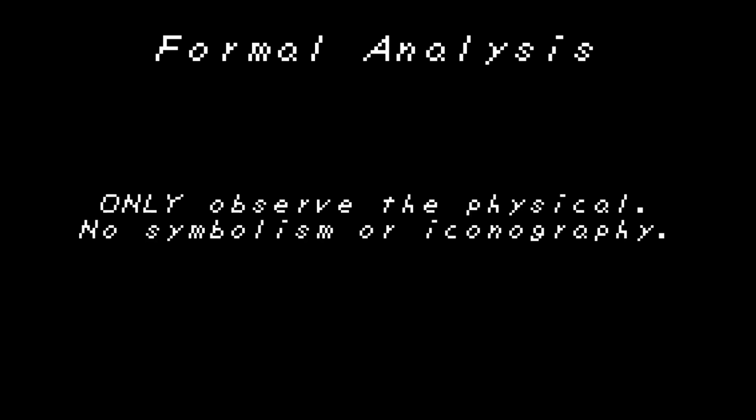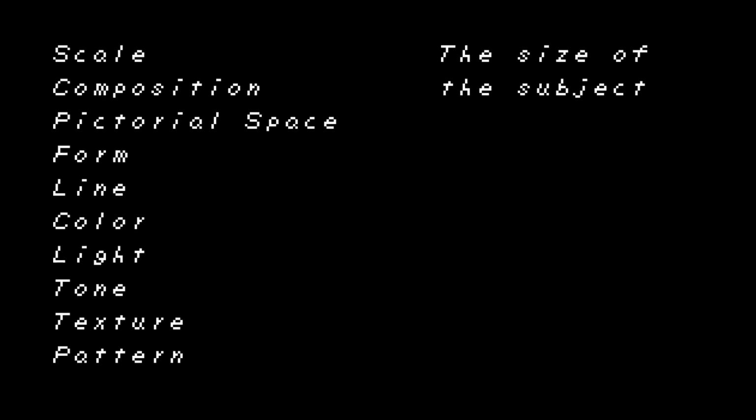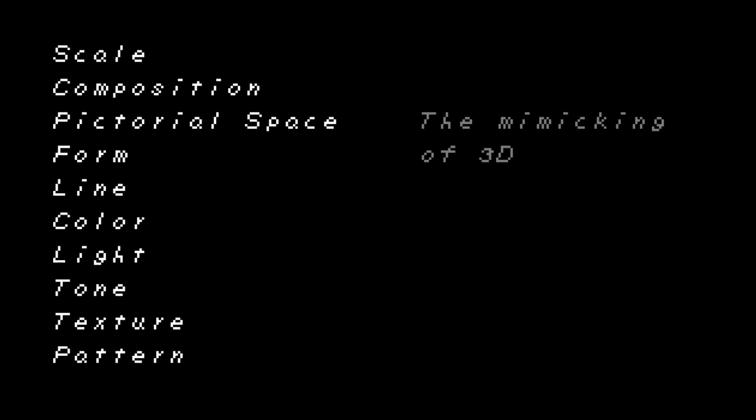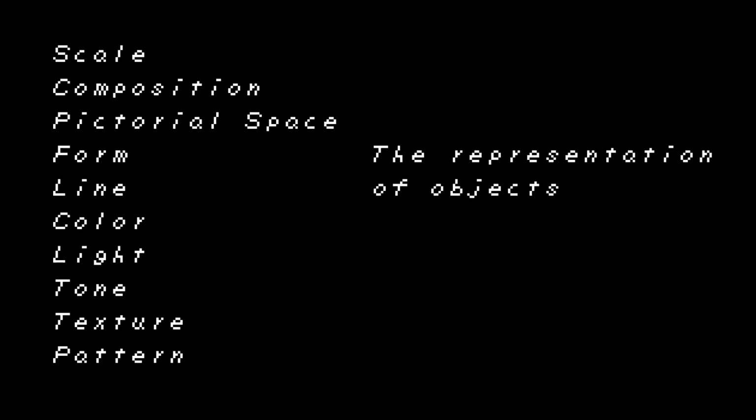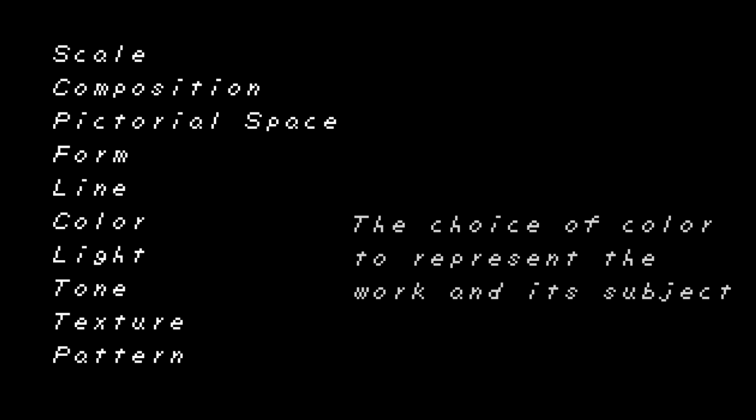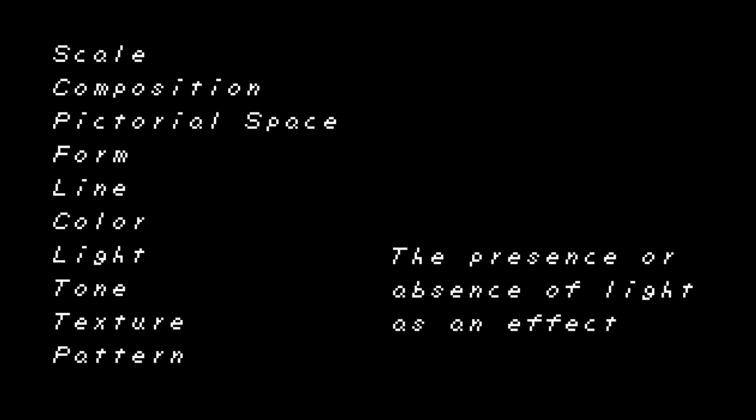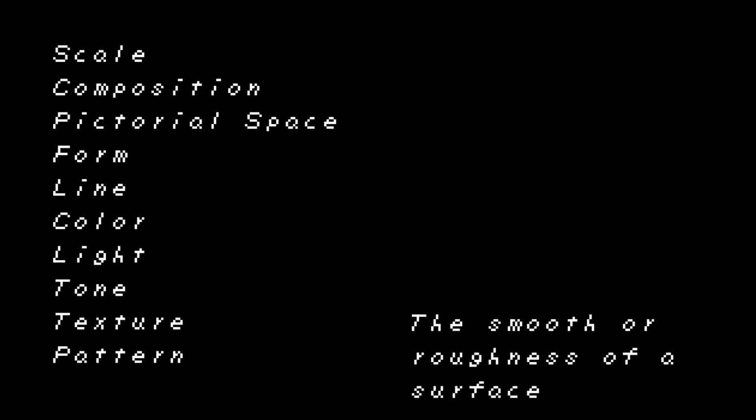On to formal analysis. As I've said before, you are solely observing the physical aspects of the work. Some things you should be focusing on are scale, composition, pictorial space, form, line, color, light, tone, texture, and pattern. Now, it might seem at first glance that Faith's stylistic simplicity prevents it from being analyzed like an intellectual academic art piece. However, there's still many details to uncover that work together to form the composition.